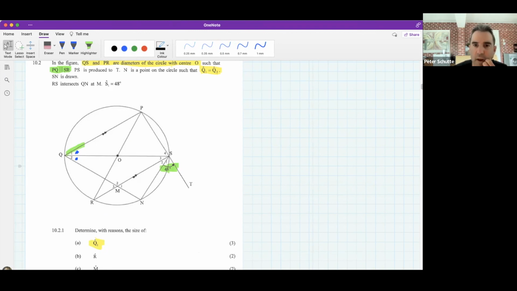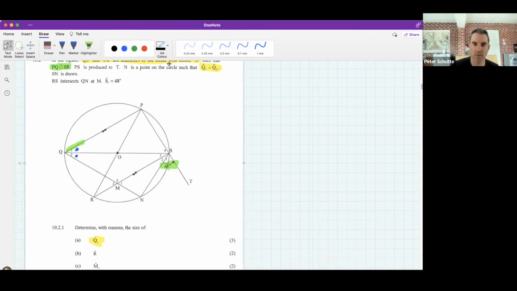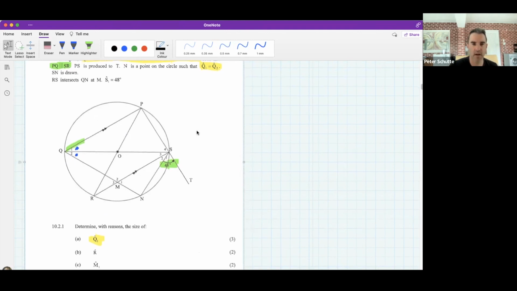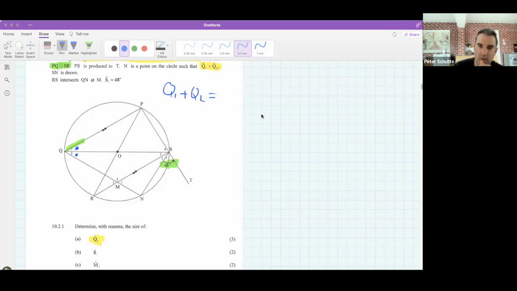Are there raised hands? Let's have a look. We have Lesejo. Lesejo, what do you think? What are you noticing in this question? Because QPSN is a cyclic quad and ST is basically an exterior line, that means 48 is equal to Q, because the exterior angle of a cyclic quad is equal to the opposite interior angle. And then you have to divide Q in half because Q1 and Q2 are equal, which means Q1 is 24.